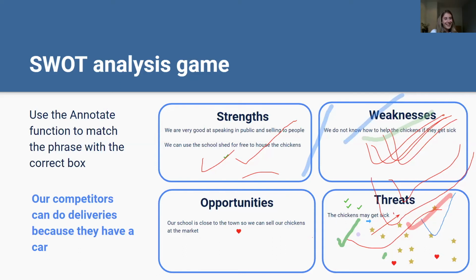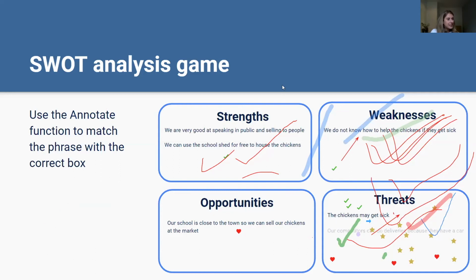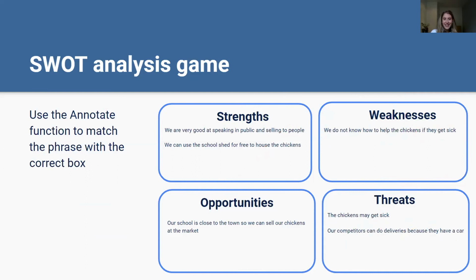Okay, let us leave that one there and reveal the answer. The answer is, it's a threat. I'm not sure if you might have misread it, but it was a tricky one. Your competitors can do deliveries because they have a car, so it's a threat. In this example, we assume that you don't have a car, so the threat is that your customers may choose to buy from your competitors instead of you.